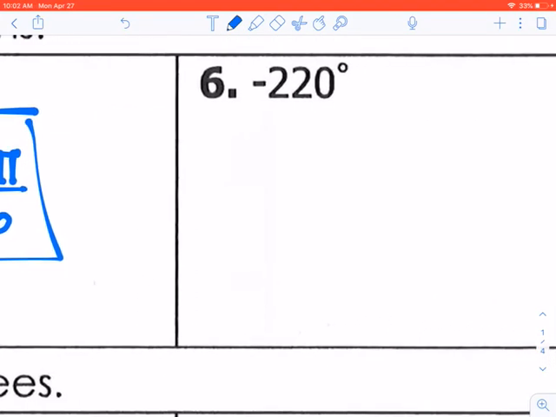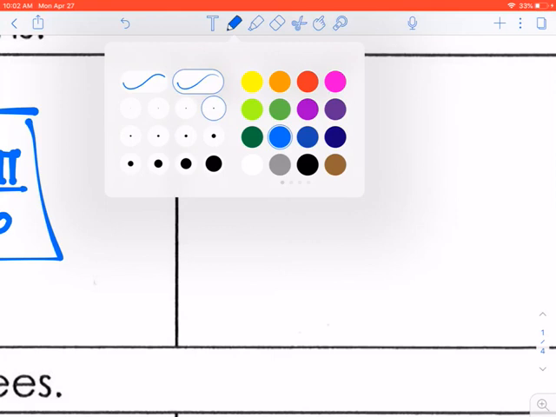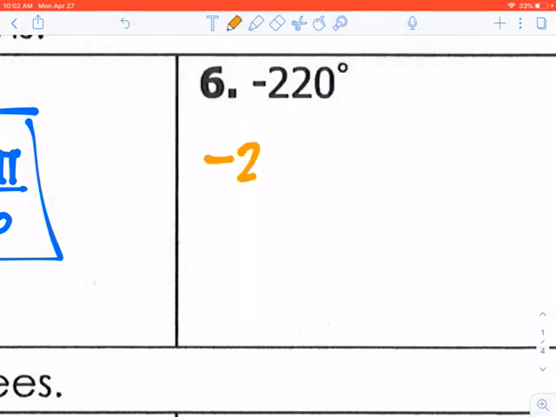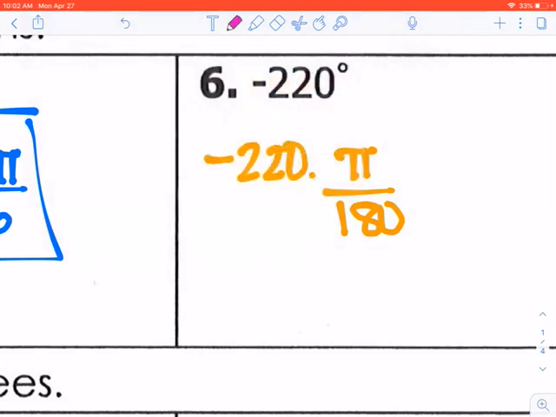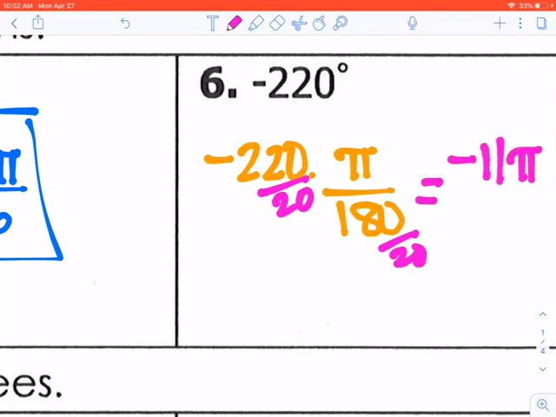And then this last one here, this negative 220, okay? Take that negative 220, we multiply it by pi divided by 180, okay? We can reduce this as well. I believe it reduces by 20, top and bottom, so I can reduce by 20 here and 20 here. And what I have on the top is negative 11 pi. Make sure you don't lose that negative, divided by 9. Okay? And again, maybe you didn't notice that it divided by 20 top and bottom.